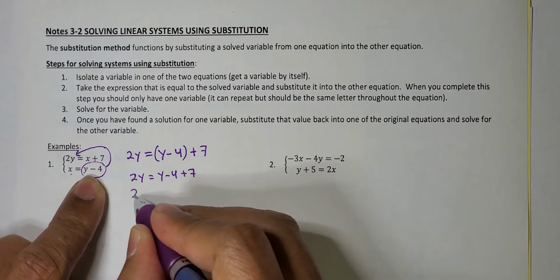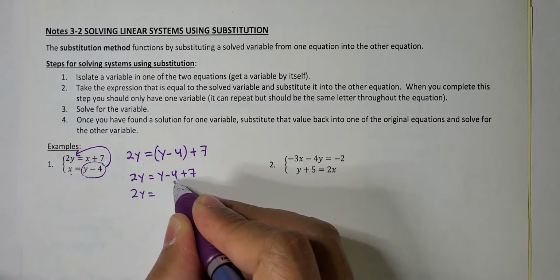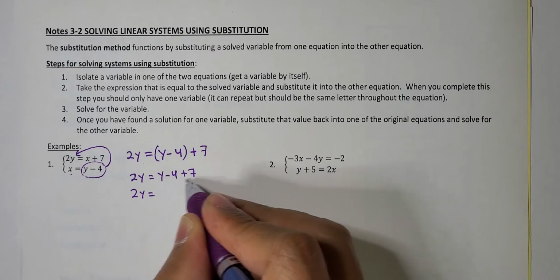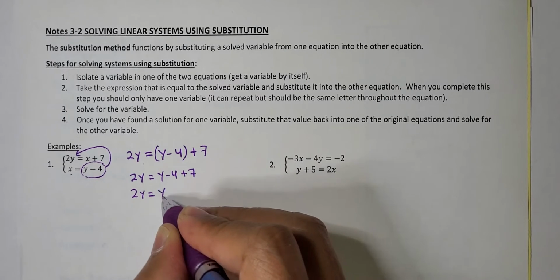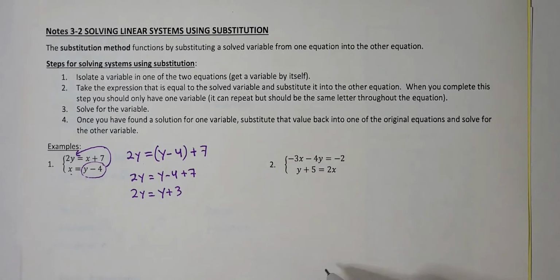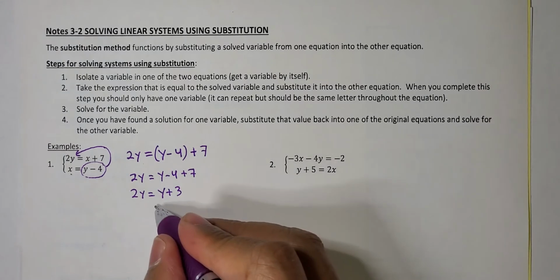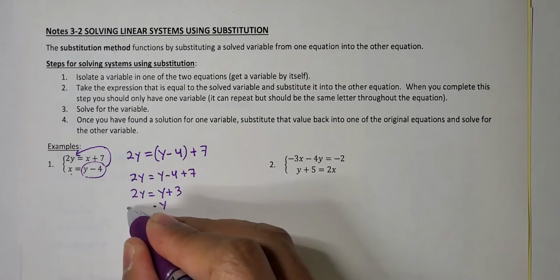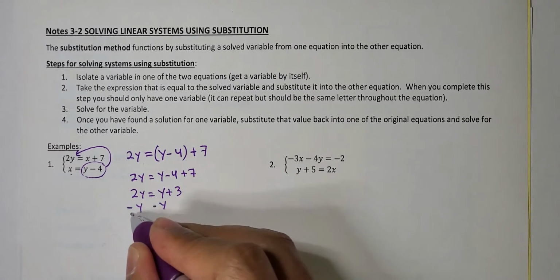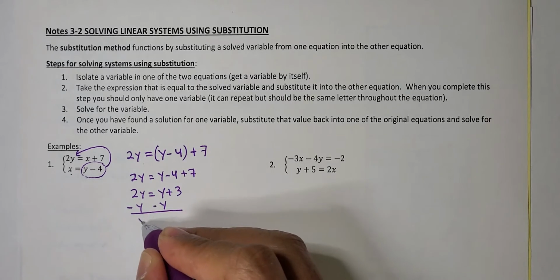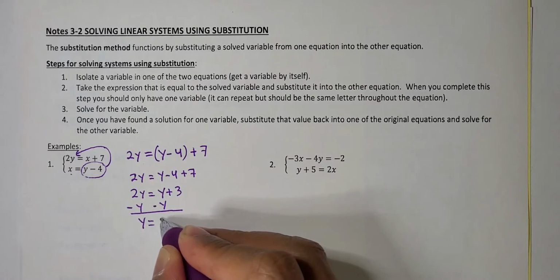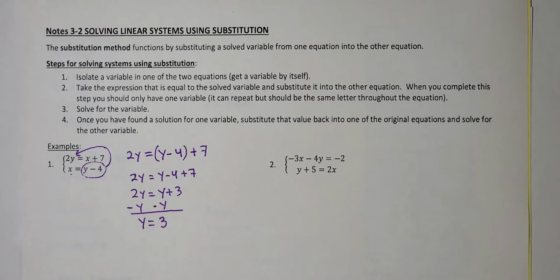And then, so this will be 2y equals negative 4 plus 7, which is going to be positive 3. So y plus 3. Since I'm solving for y, I'm going to subtract this y from this side and also from this side. So then 2y minus 1y is going to be just y by itself. So we find that y equals 3.